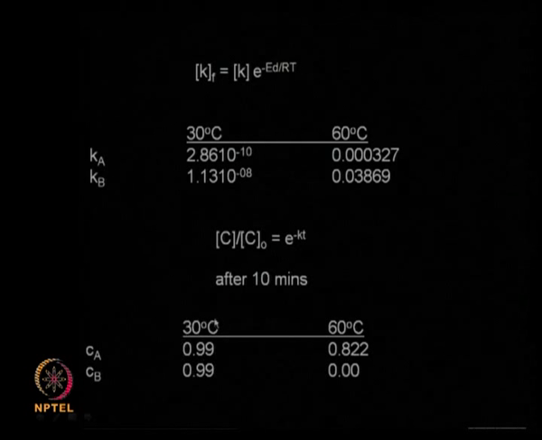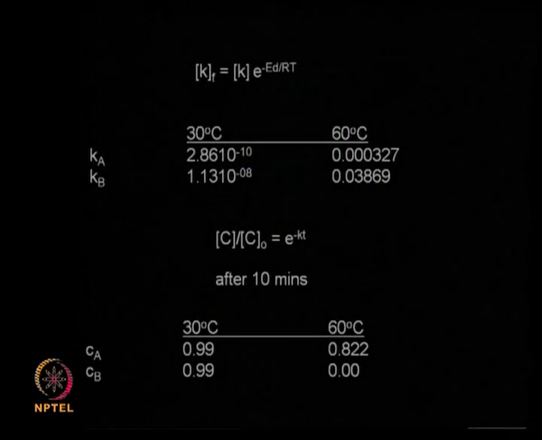At 30 degrees centigrade after 10 minutes the activities of both the lipases are almost same, that means concentrations of both the lipases are almost same, but at 60 degrees centigrade lipase 1 has lost some activity, it has come from 0.99 to 0.82, but look at lipase 2, it has come from 0.99 to almost 0, lipase 2 has completely lost its activity, the concentration has become 0. So temperature makes a large difference.